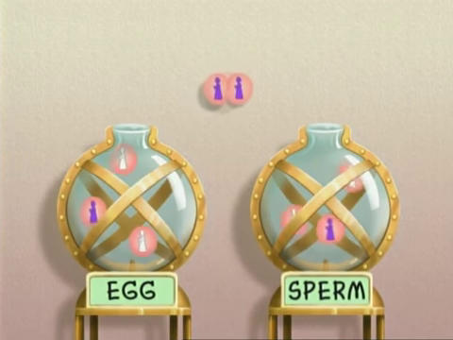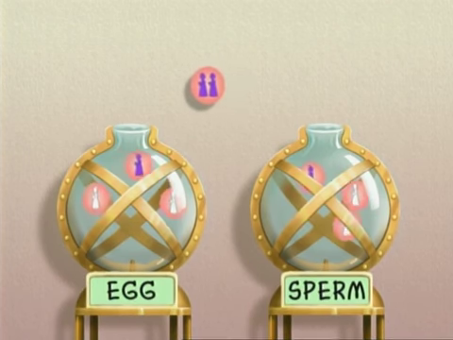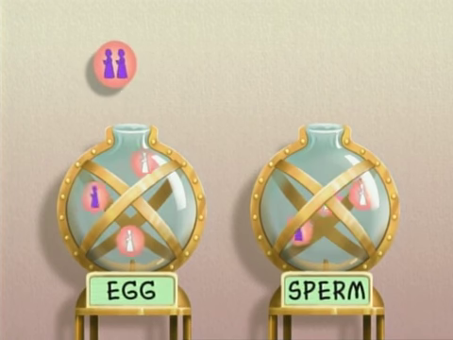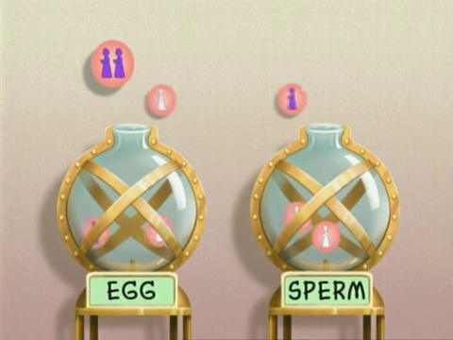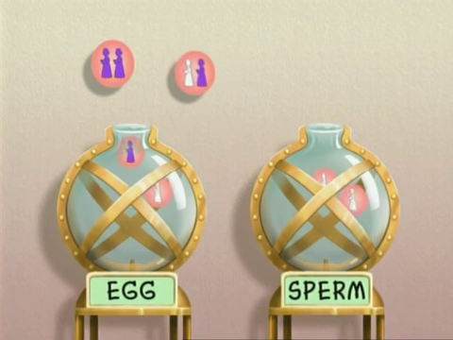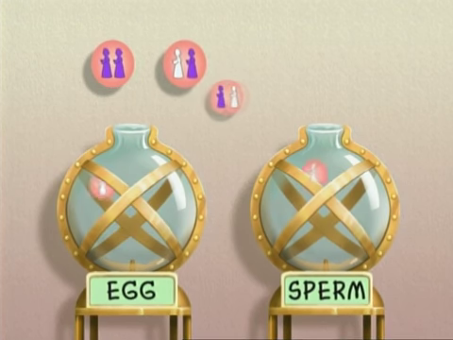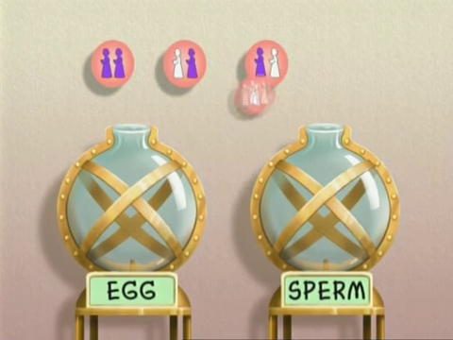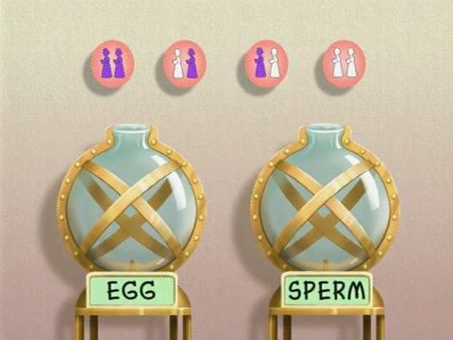A purple pollen can fertilize a purple egg. A purple pollen can fertilize a white egg. A white pollen can fertilize a purple egg, and a white pollen can fertilize a white egg.